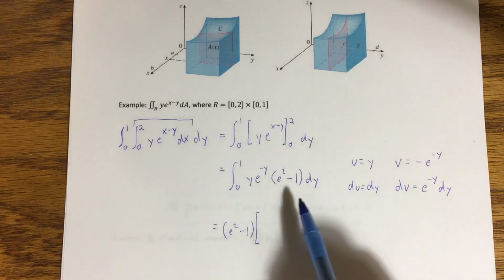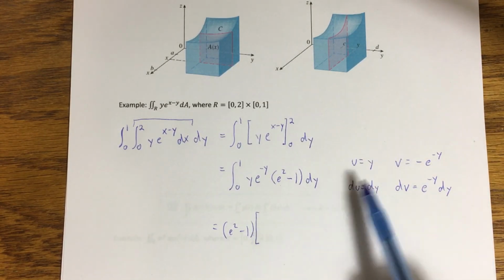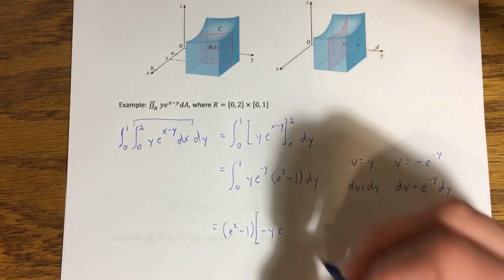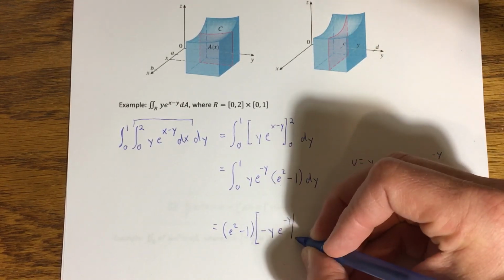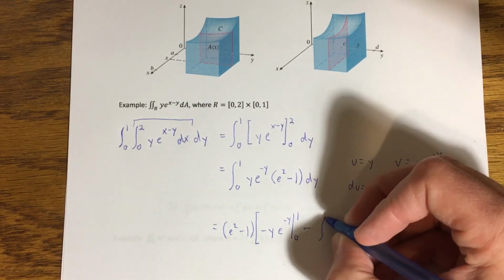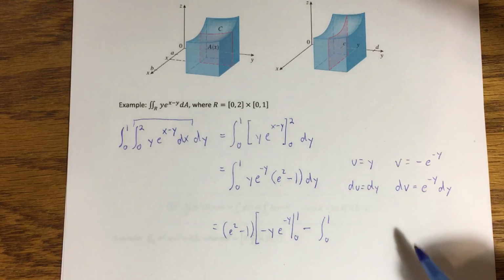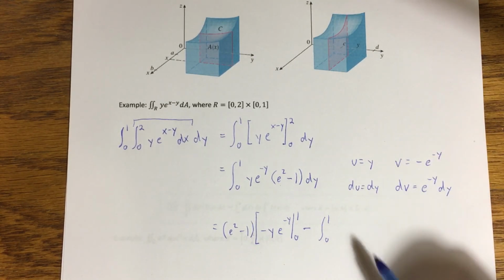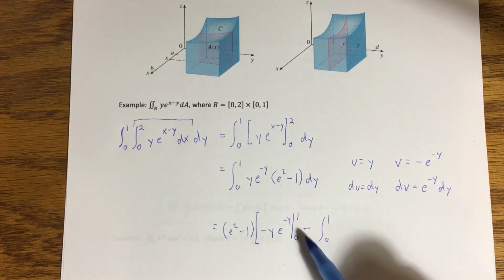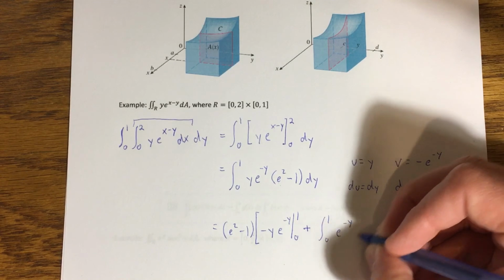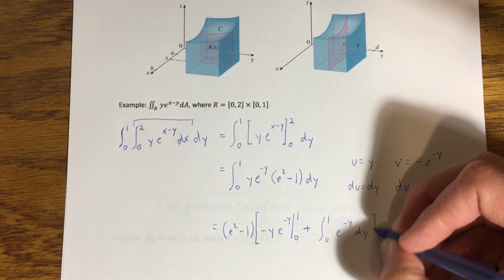Okay, and then integration by parts says this is equal to uv, which is going to be negative y e to the negative y, evaluated from 0 to 1, minus the integral from 0 to 1 of v du, negative e to the negative y dy. I'm going to take the negative from the v and bring it out to create a plus here, and then I can just call this e to the negative y dy.